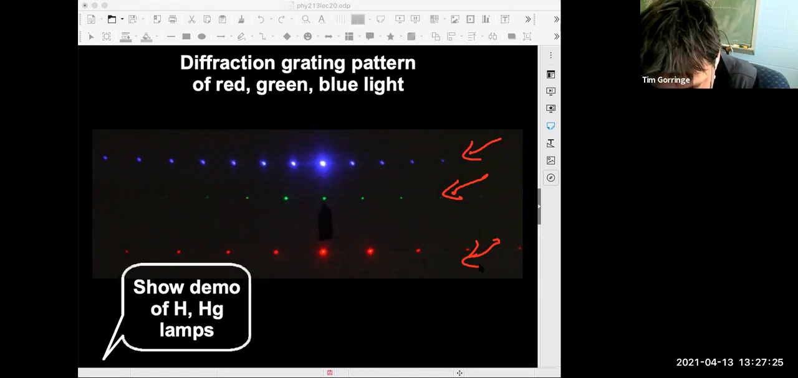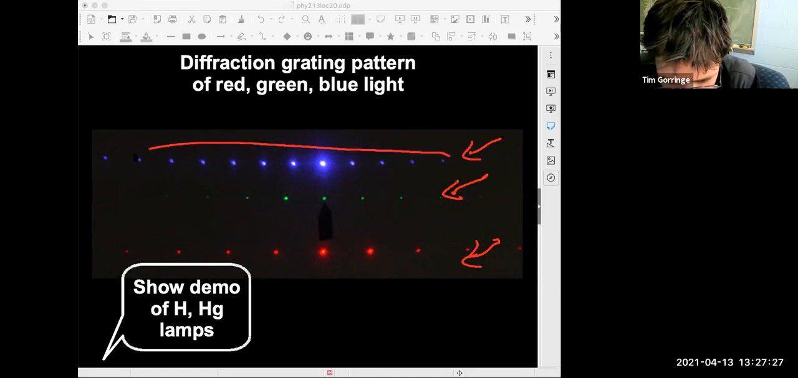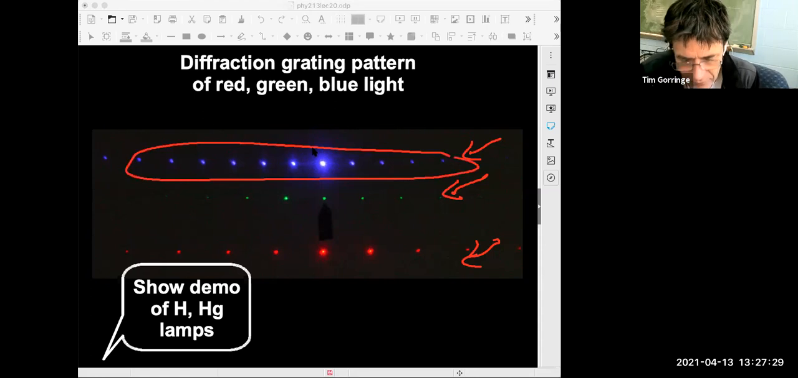And for that blue light, here in the middle, this is the central maximum. And then the specks or spots on the left and right, those are the first order, second order diffraction maxima. And that's where the path from every slit to those points is whole numbers of wavelengths. So you get constructive interference.